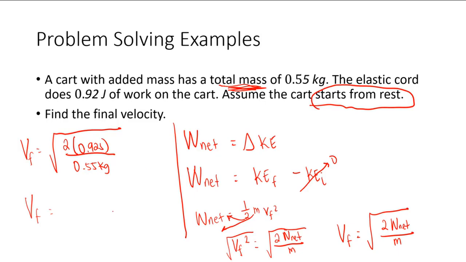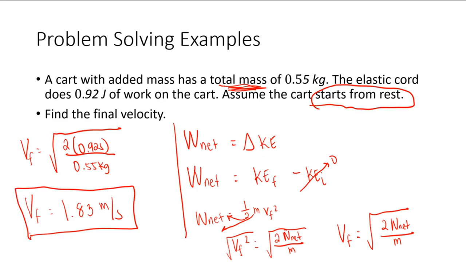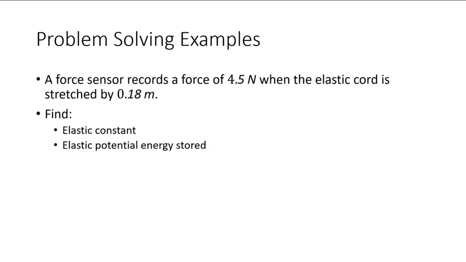1.83 meters per second, po. Okay, that's correct. 1.83 meters per second. So that's how you calculate for the final velocity of your cart. Are we clear? Can I get a thumbs up, guys, if that is clear? Okay. How about for this problem?